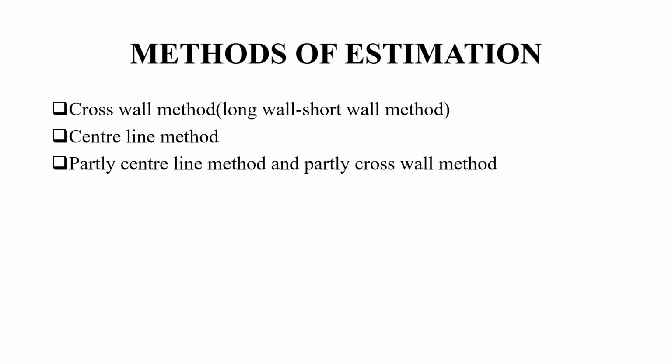Okay, now we have seen what is estimation and what is the purpose of estimation. And now the methods of estimation. There are three types of method: cross wall method, which is also called long wall, short wall method; center line method; and partly center line method and partly cross wall method.